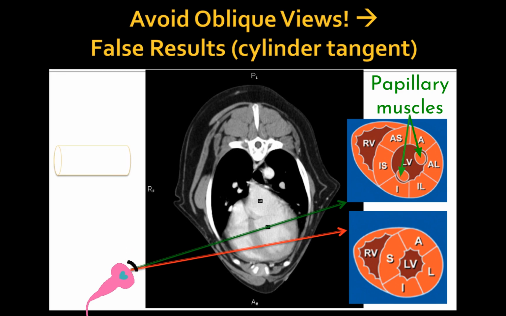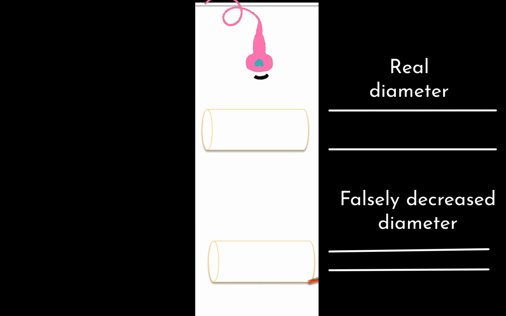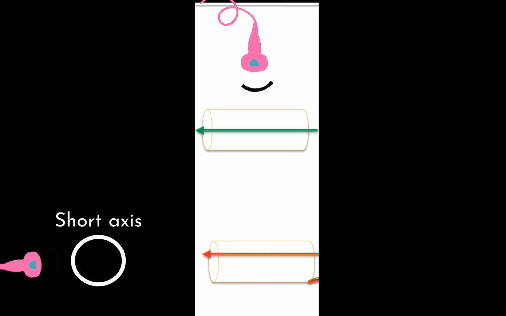The same cylinder tangent effect may occur when you image major vessels, such as the caudal vena cava. If the ultrasound beam fails to be directed through the center of the vessel and instead the beam is tangent to it, the diameter of the vessel may be underestimated. One way to avoid this problem is to obtain both short and long axis views of the vessel and compare the results between the two.